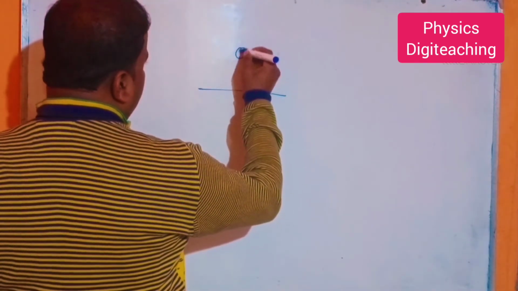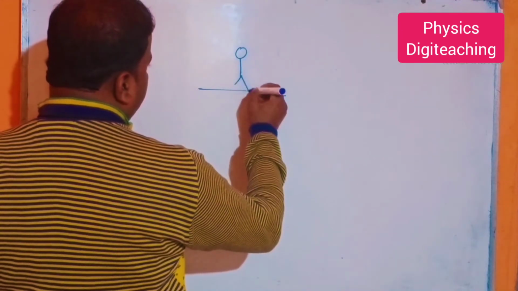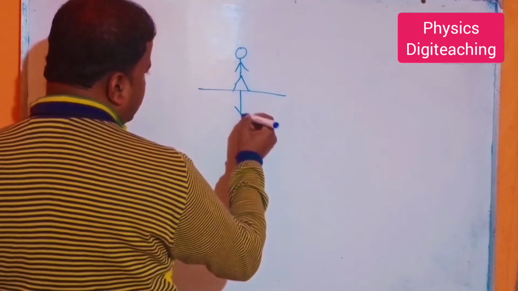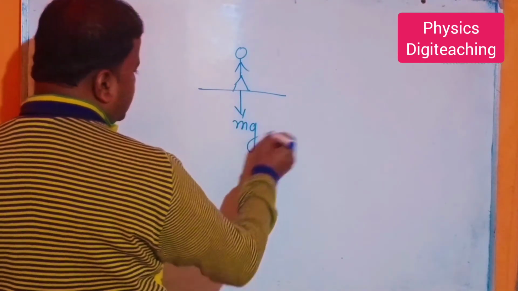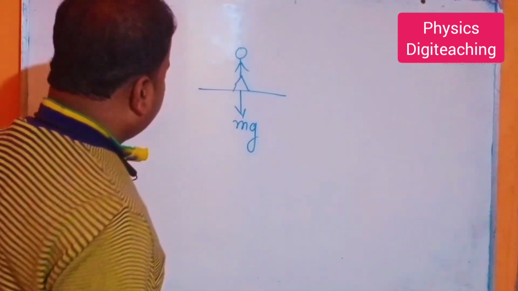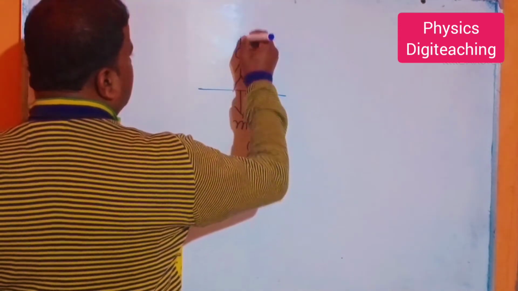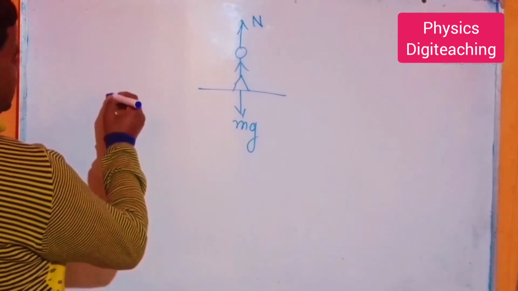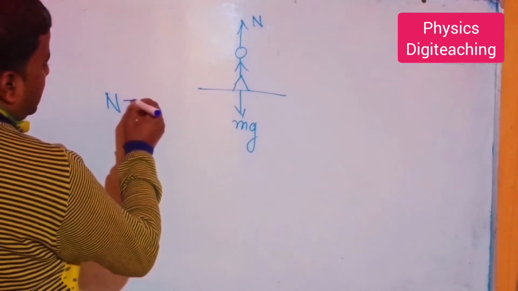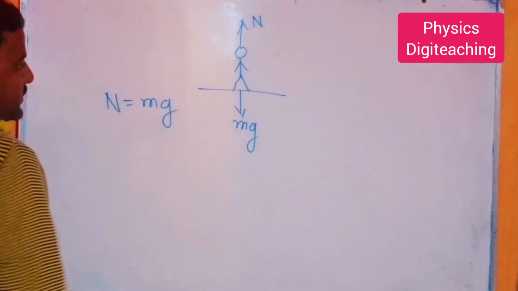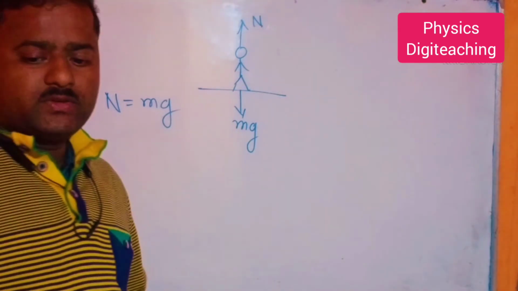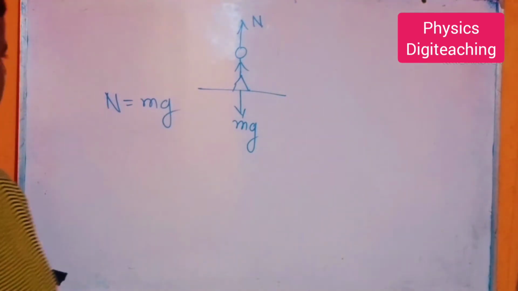Here a person is standing on a flat surface and his weight mg acts downward. The flat surface gives a reaction N, and we see that N equals mg. Here the normal reaction and the weight are equal. This is only on the flat surface.